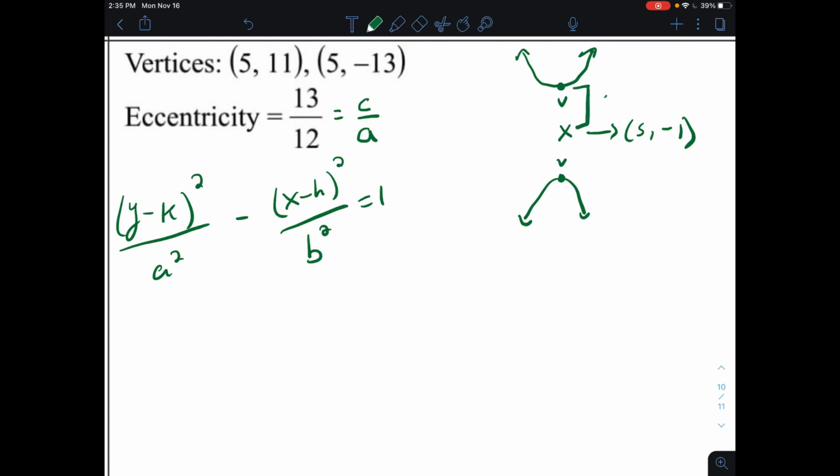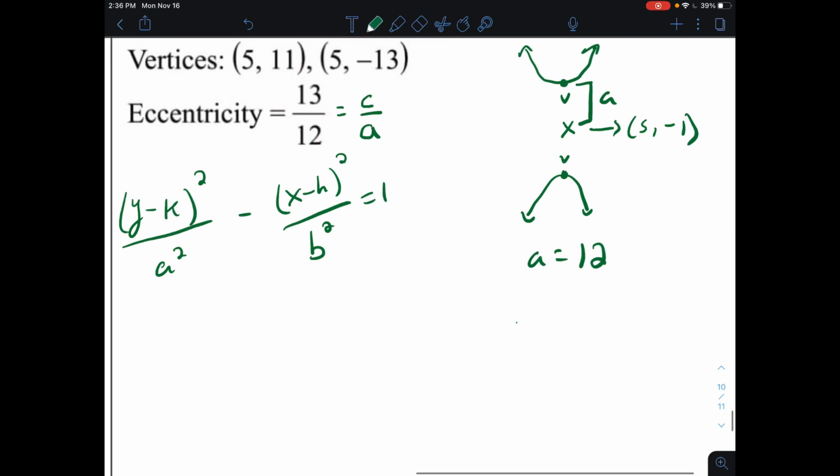a is the distance from the center to a vertex. To go from negative 1 to 11, that's 12 units. So a is going to equal 12. And so now that we know that a is 12 and eccentricity is c divided by a, we confirm that a is 12, so that means c has to be 13. So we got c to equal 13. We know h and k based on our center. We just got to figure out what b is, so we use the Pythagorean relation.